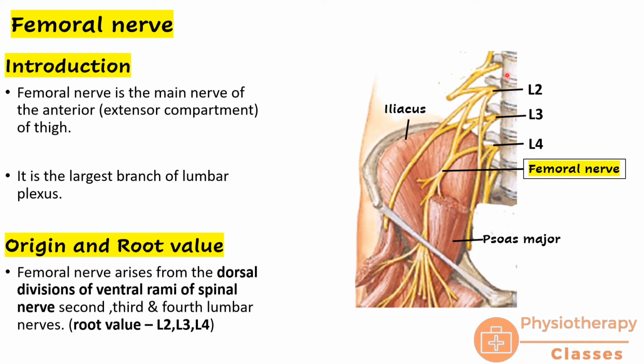Now here if we look at the lumbar plexus, these are the ventral rami. So ventral ramus of L2, L3 and L4 is dividing into ventral division and dorsal division. So you can see the ventral division of L2, L3 and L4, they are forming a nerve, and this nerve is the obturator nerve. Whereas the dorsal division of L2, L3 and L4, they form the femoral nerve. So you can see here this is the femoral nerve.